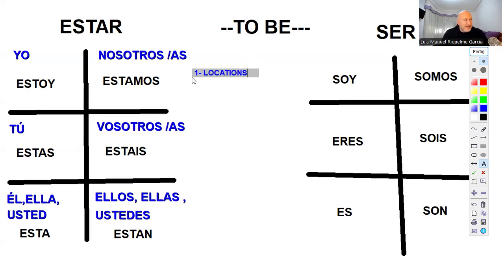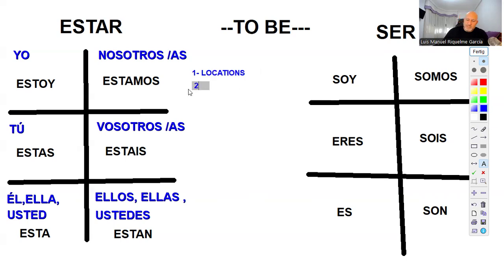My father is in Germany at the moment. My wife is in the kitchen. My phone is on the table. Where is my phone? My car is outside. My car is in the garage. All those things, always with estar.